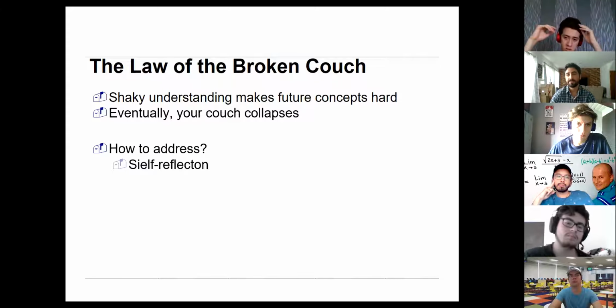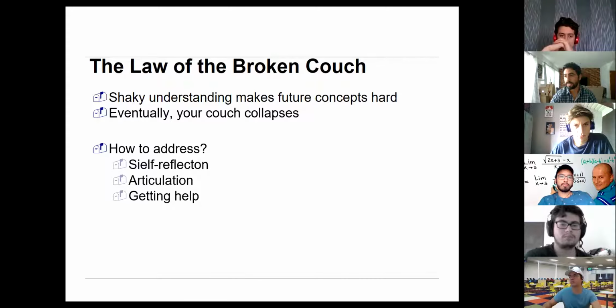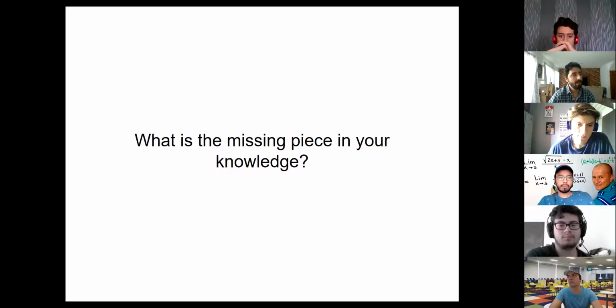So how do we address that? You need to do self-reflection to make sure you understand, really think about what you're learning. You need to articulate your learning and the whole process of your learning, and you need to seek help. If you don't get anything right, seek help from your professors, from the internet, from other reliable resources. So that's it.